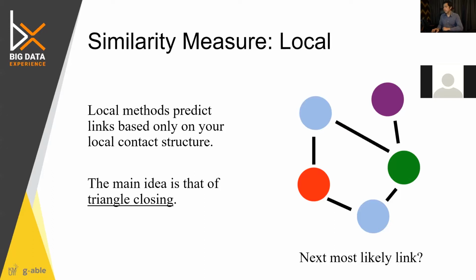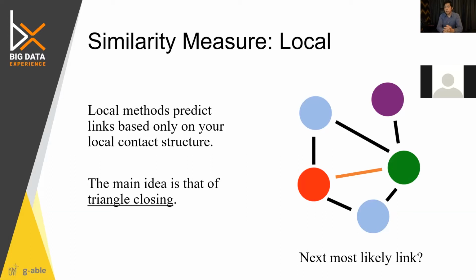For example, in this graph, which of the nodes do you think should be connected? Should it be here? Should it be here, or red and purple? Which nodes should be connected? Red and green, right? Red and green is fine. Actually, blue and blue is also fine. So yes, red and green should be connected.